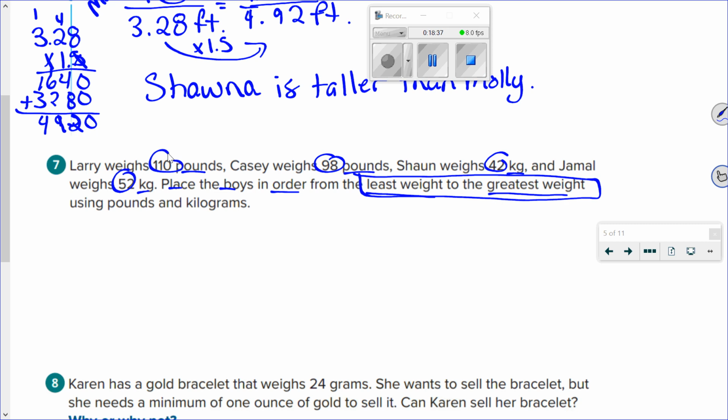So in order to compare something, they need to be the same. So I can either convert the pounds to kilos or the kilos to pounds. Given the conversion factors they've given us, it's going to be easier to go from pounds to kilos. Because if I go to the previous page, it says 1 pound is 45 hundredths of a kilo, correct?